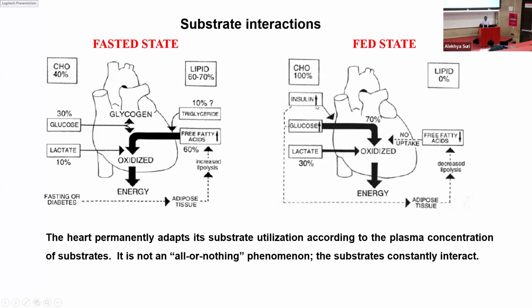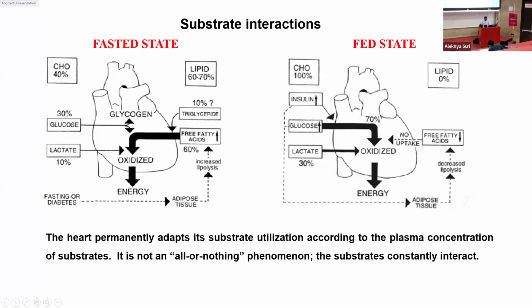Whereas in a fed state, when the glucose level or the carbohydrate level goes up, then the insulin level goes up, and the insulin will stimulate the glucose utilization. At the same time, the insulin will also shut down the fatty acid production. So it will reduce the lipolysis from the adipose tissues. So the free fatty acid level goes down, and then there won't be any fatty acid uptake. But it is not 100%. There is always a substrate interaction.